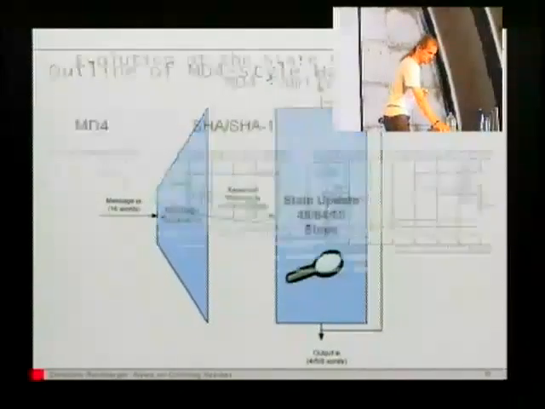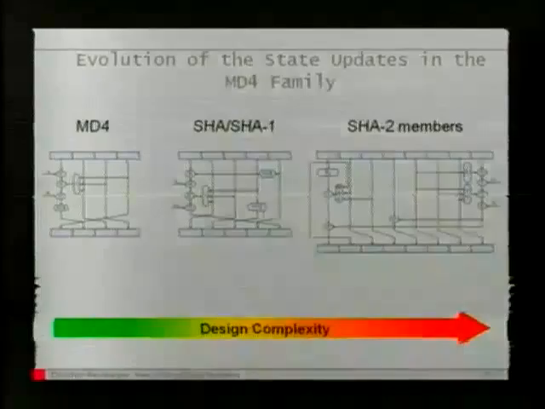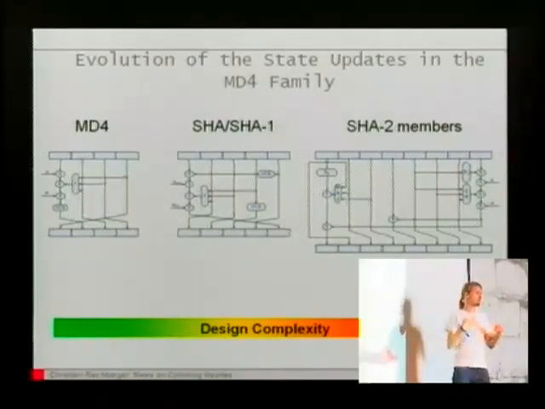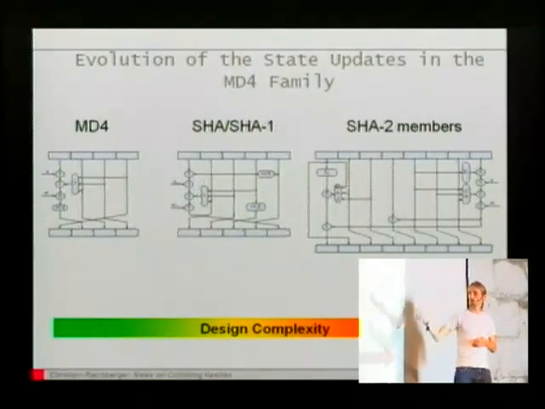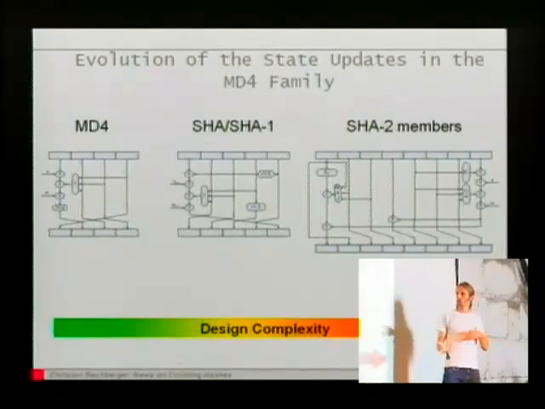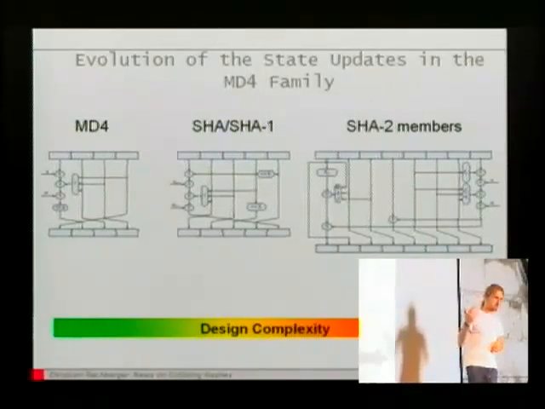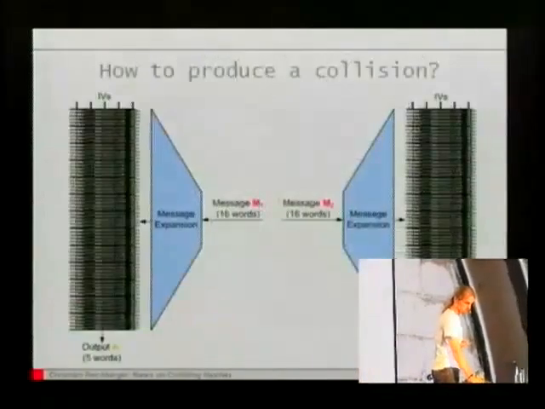Okay, that's the message expansion. Let's take a look at the second part, the state update. Again, what we see is an increase in design complexity. MD4 was rather simple, 4 state variables, very simple building blocks. In the case of SHA, we have already 5. In the case of SHA-2, 8. The building blocks are simple operations meant to be very fast on commodity processors: modular addition, XOR, bit shifts, simple Boolean functions. Again, they are more complex, which makes them harder to analyze, so supposedly more secure.